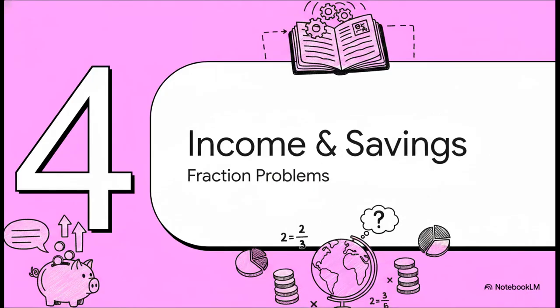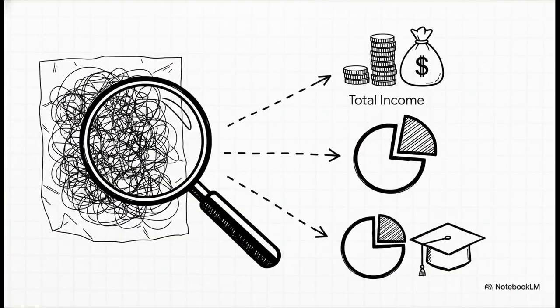Okay, moving into part 4, income and savings fractions. Now that we've got those operational rules totally locked in, let's take a leap from the rule book out into the real world. When you get hit with a dense, chunky paragraph about some guy's salary and his expenses, don't panic. Seriously, you just need to put on your detective hat. We're going to pull out the clues so this reads like a super simple story. So here are our clues.